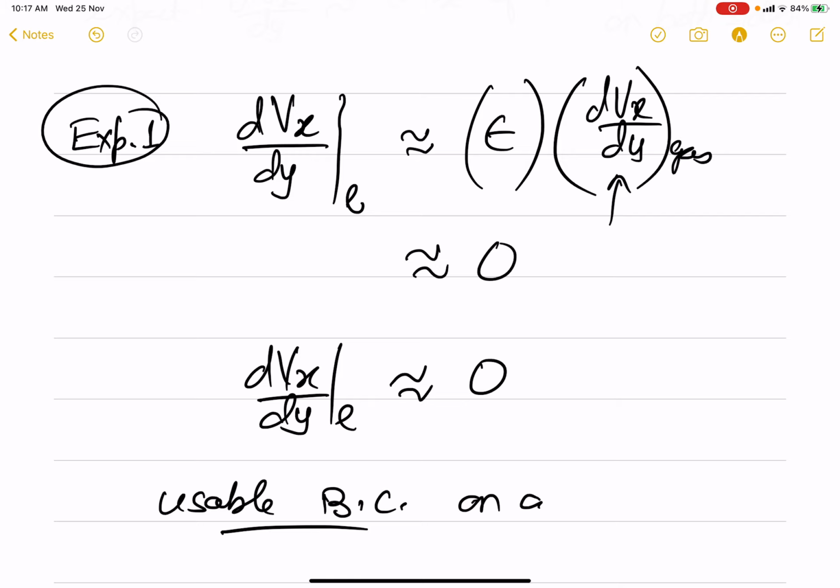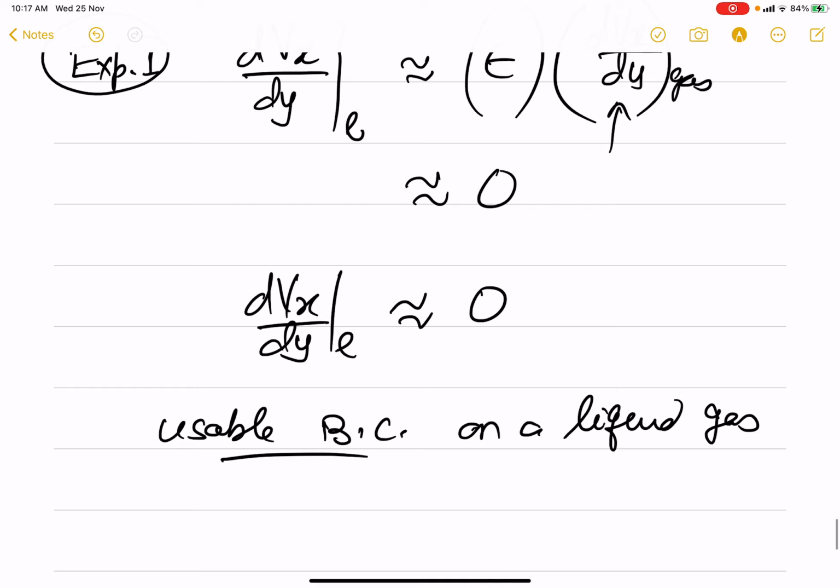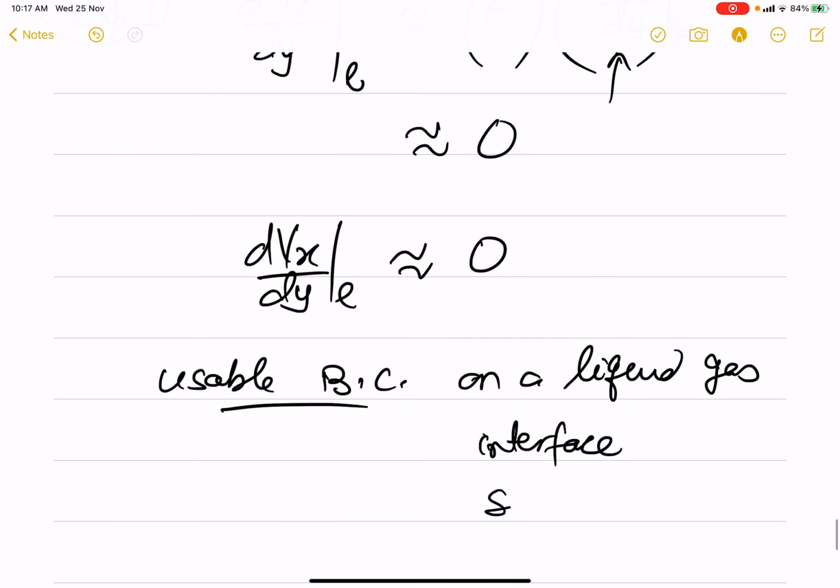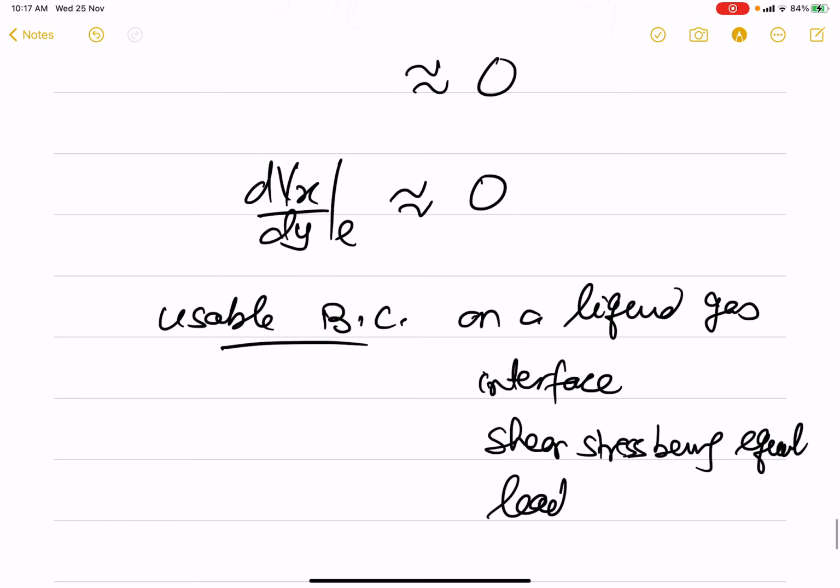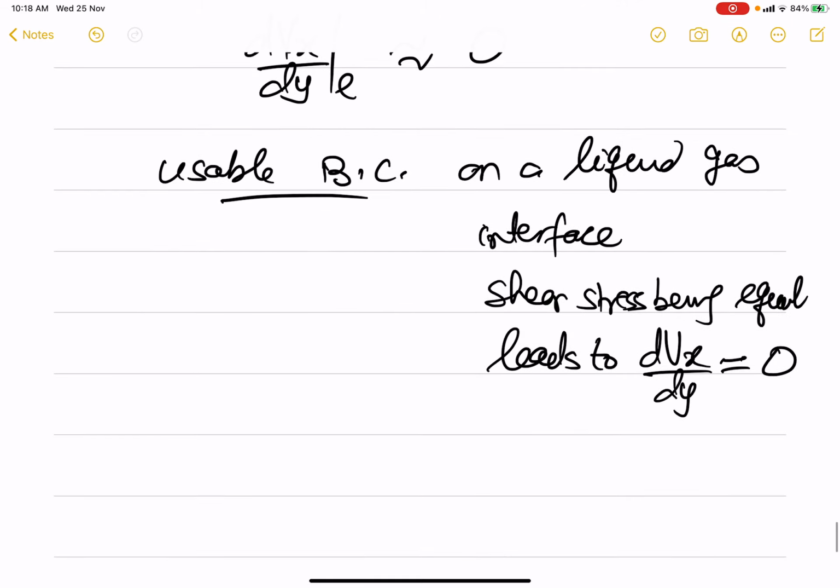So on a liquid-gas interface, the shear stress being equal leads to dVx by dy equal to 0. So this becomes a boundary condition which we use.